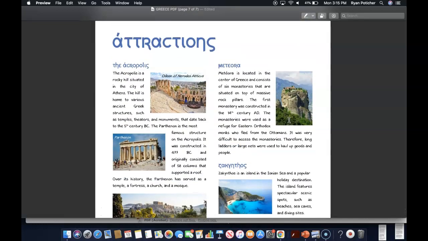Up here is Meteora, which is located in the center of Greece and consists of 6 monasteries that are situated on top of massive rock pillars. The first monastery was constructed in the 14th century AD, and the monasteries were used as refuge for Eastern Orthodox monks who fled from the Ottomans. It was very difficult to access the monasteries. Therefore, long ladders or large nets were used to haul up goods and people.